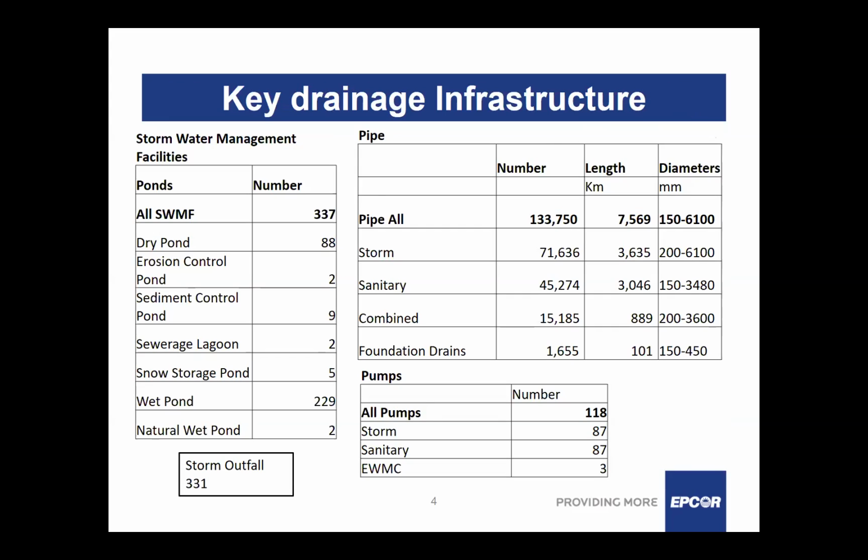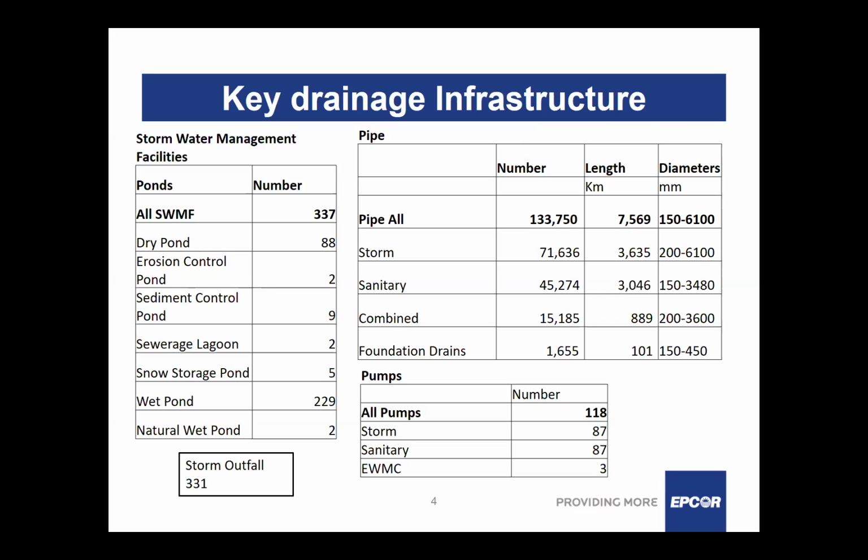On the next slide, I'm highlighting some of the key infrastructure of interest that we use in the storm modeling aspect. For example, we have about 337 stormwater management facilities, and there are different types of them. There are a few natural wet ponds. We've got some sewage lagoons, as well as dry ponds and natural wet ponds, and also some sediment control ponds.